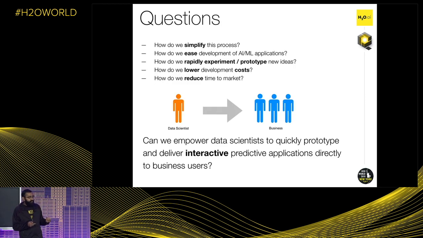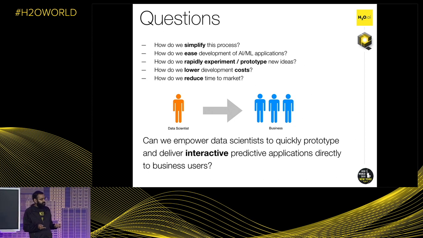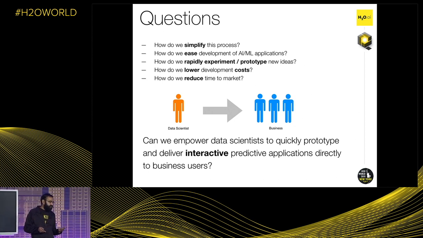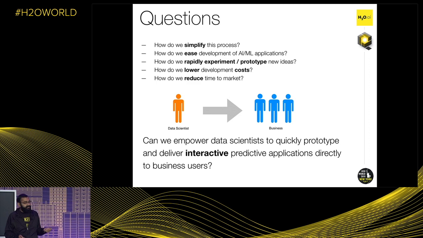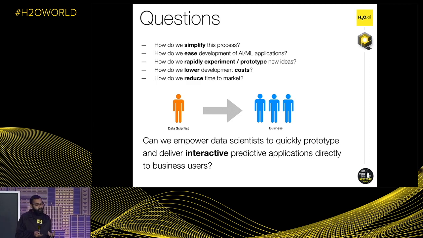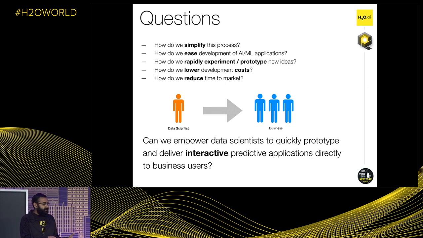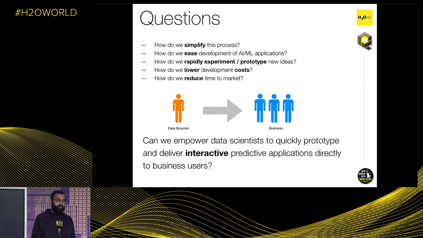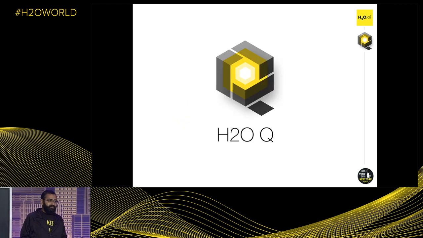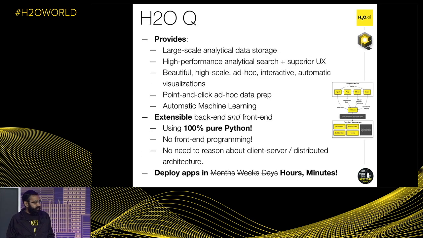And so how do we simplify this process? How do we ease the development of these applications? How do we lower development costs? How do we reduce time to market? And so what we've been thinking about is how do we empower data scientists to be able to quickly prototype and deliver these interactive predictive applications directly to business users? And that is where we built Q.